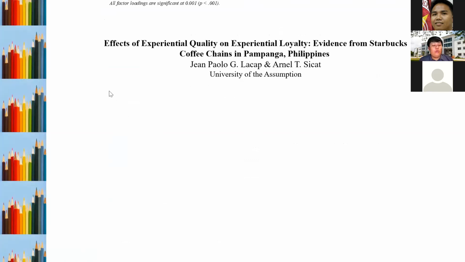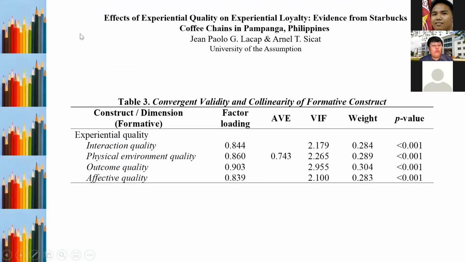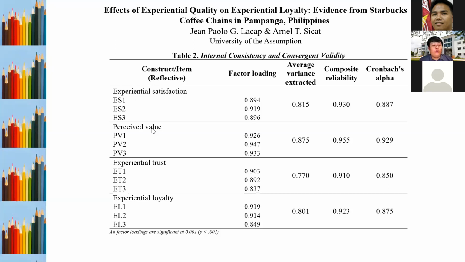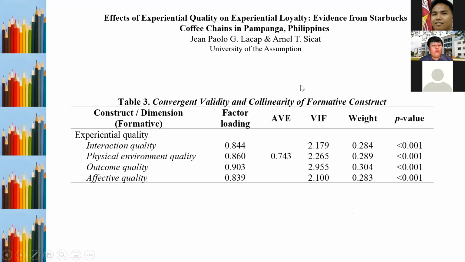But for our formative construct, as I mentioned, the earlier ones are reflective constructs, but this one is a formative construct. For this formative construct, these are the ways we measure them. Factor loading, AVE, this is for collinearity. VIF, variance inflation factor. Then we have outer weight and their corresponding p-value or level of significance. If you look at these coefficients, they are within the acceptable thresholds.